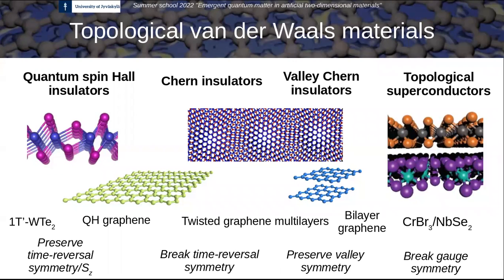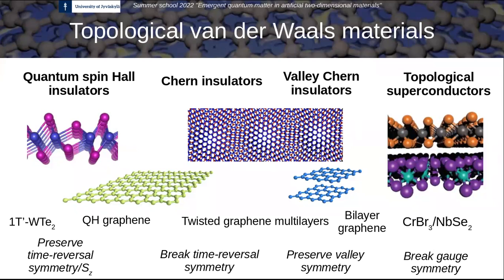So something interesting to note is that topological states of matter depend on what is the symmetry of your material. So depending on the symmetry that your material has, you can have some topological states or other topological states. So if you have either time reversal symmetry or conservation of the S_z component, you can have quantum spin Hall insulators. If you break time reversal symmetry, you can have Chern insulators. And actually, to have Chern insulators, you must break time reversal symmetry in some way. It can be by an external magnetic field, it can be by an internal orbital magnetization, as it happens in twisted graphene bilayers.